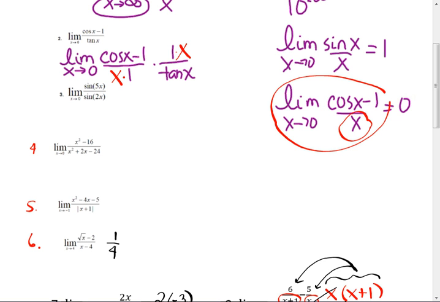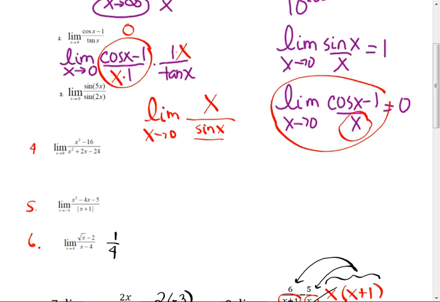Okay, so this limit is 0. Now, 0 times any number is 0. If this is infinity or something, then I can't multiply those. So let's find this limit. I got to make sure it's just a number. I mean, I know it is. Now, do you remember the other trick that I said? Let's change tangent to sine of x over cosine of x, right?